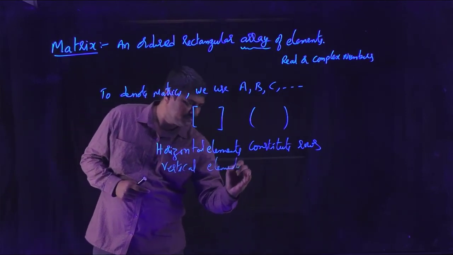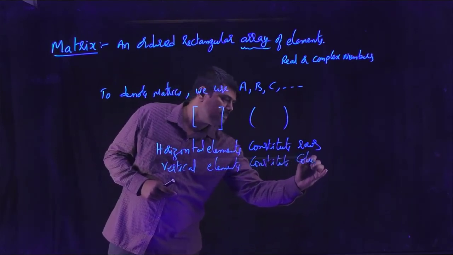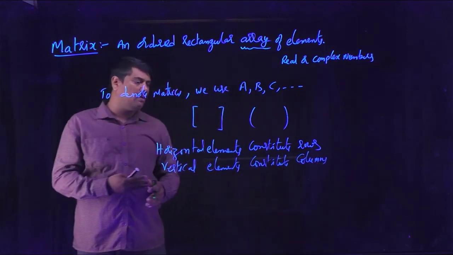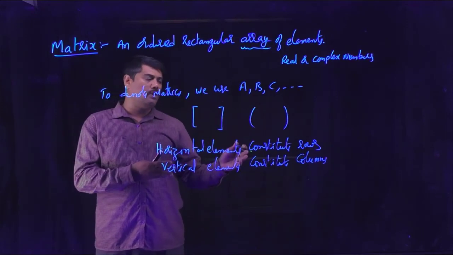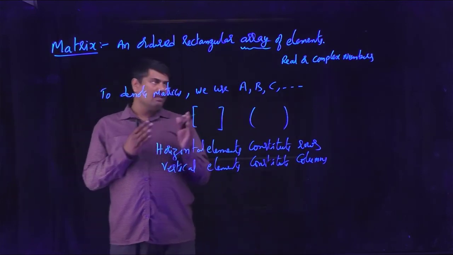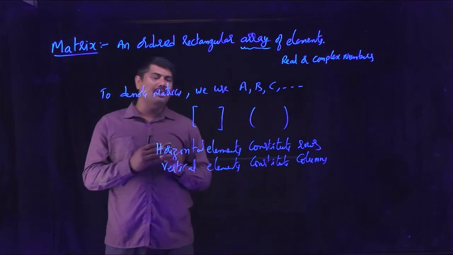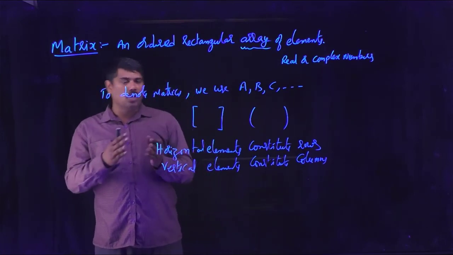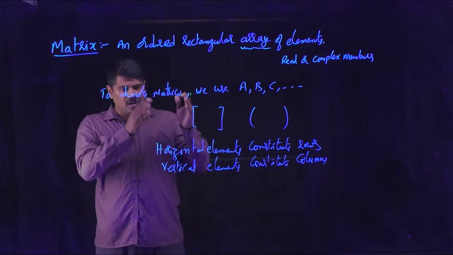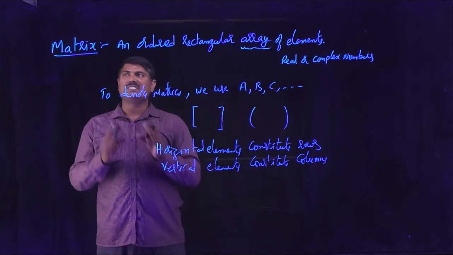Vertical elements constitute columns. Vertical lines of elements constitute what we call columns. So simply we are arranging the elements, whatever they may be, real or complex numbers, in horizontal manner or in vertical manner. The horizontal line of elements constitutes rows, and the elements arranged in vertical manner constitute columns. So this is said to be the matrix.